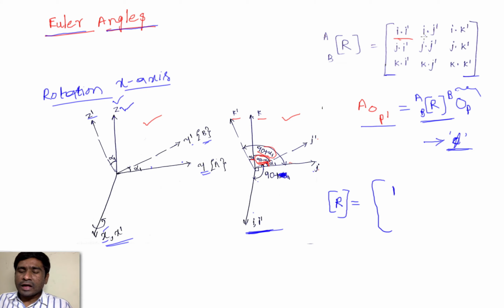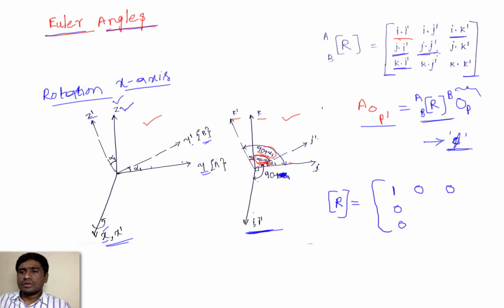And the angle between i and j dash is 90 degrees, so cos 90 is 0. And here the angle between i and k dash is again 90 degrees, so cos 90 is 0 here. And what is the angle between these two? Again 90 degrees, so here also 0. And what is the angle between k and i dash? Again 90 degrees, so this is also 0.